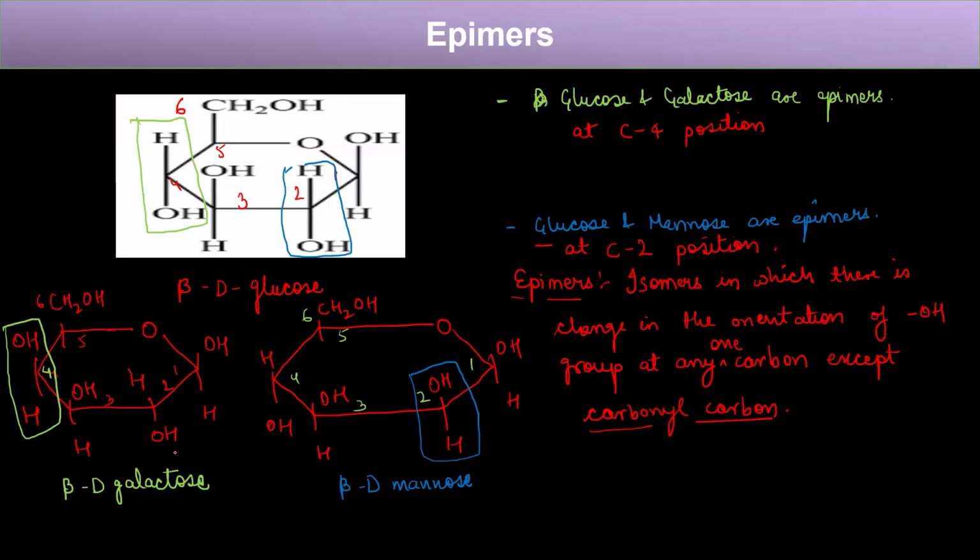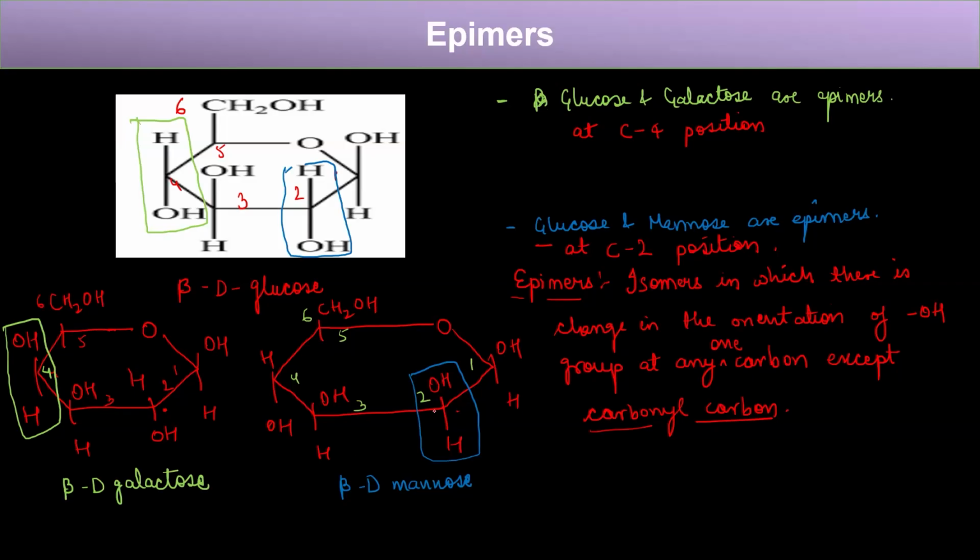Now the question is: are galactose and mannose also epimers? If you look at the structure, what differences can we observe? We can observe one difference at the 2nd position, where there is a change in orientation between galactose and mannose, while the second difference is at position 4. In galactose, the OH is upward, while in mannose, the OH is downward. But are these epimers? The answer is no.